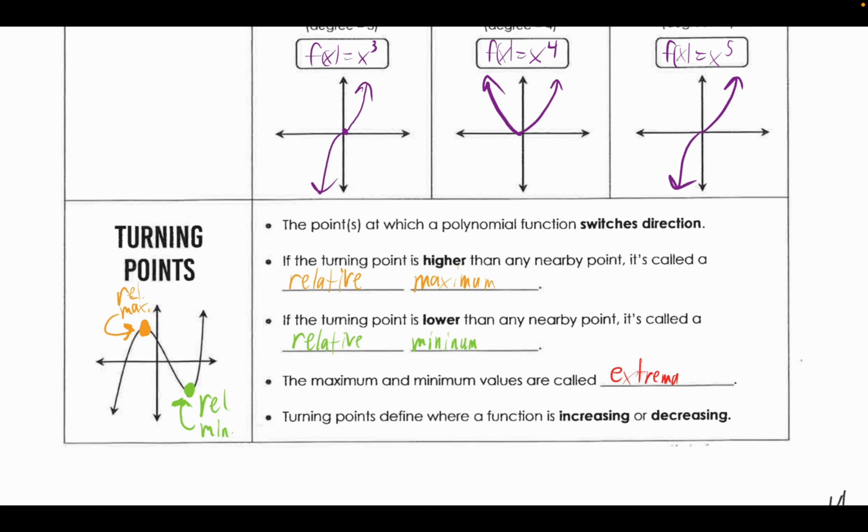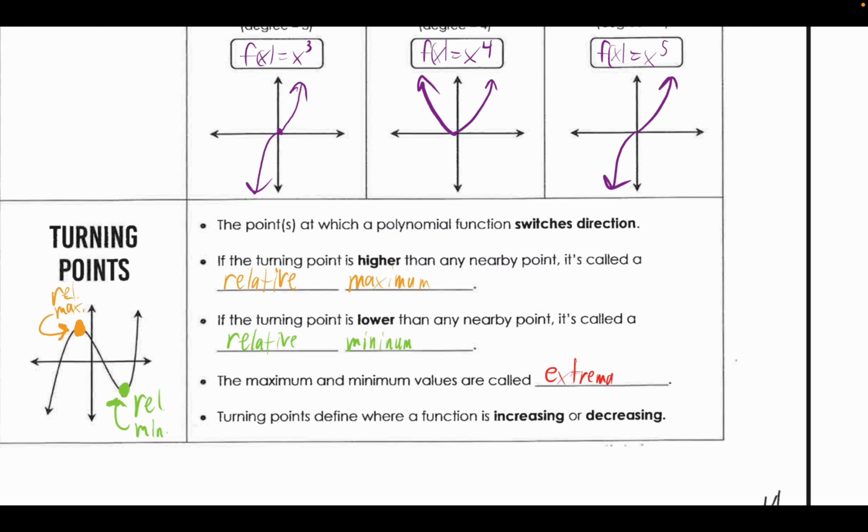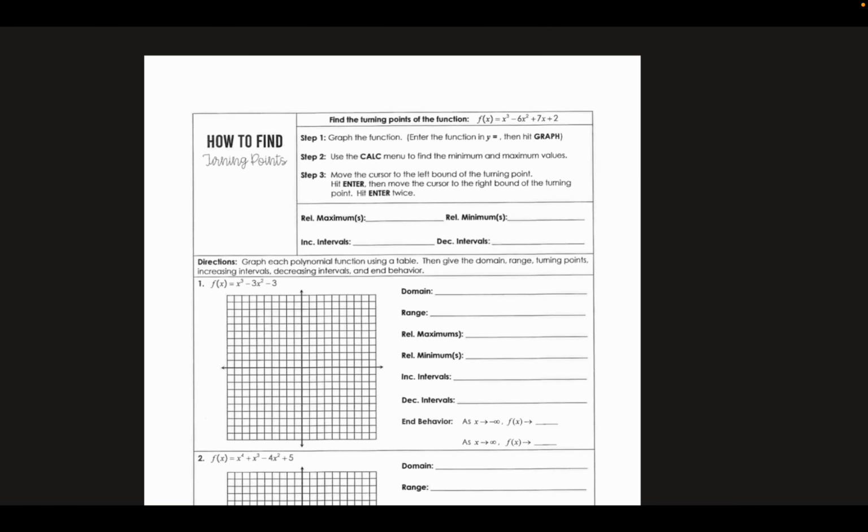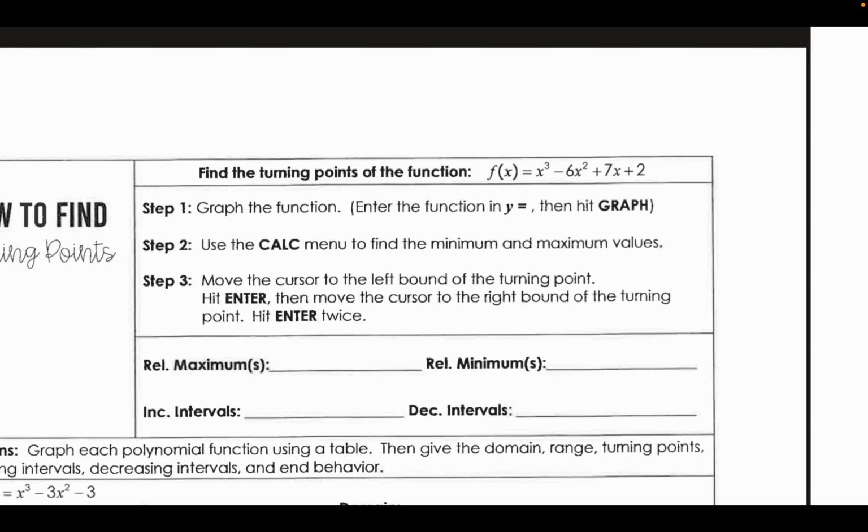Now let's look at how to find these using a graphing utility, aka graphing calculator, such as our TI-84s, Calc84 on the iPads, or Desmos graphing calculator online. So you graph a function, so you enter the function into y equals, such as y equals x cubed minus 6x squared plus 7x plus 2. Remember, f of x and y are the same thing, so I could just as easily write y equals all of this instead of f of x equals all of that.